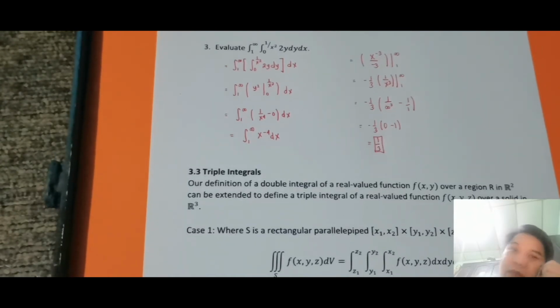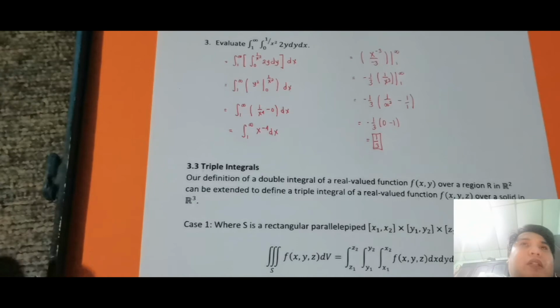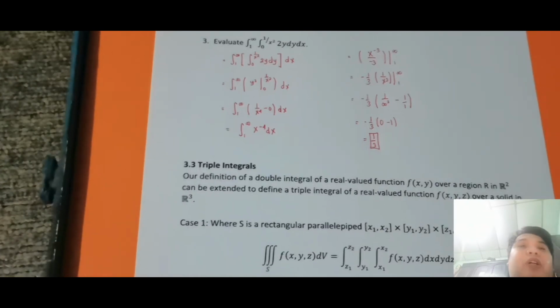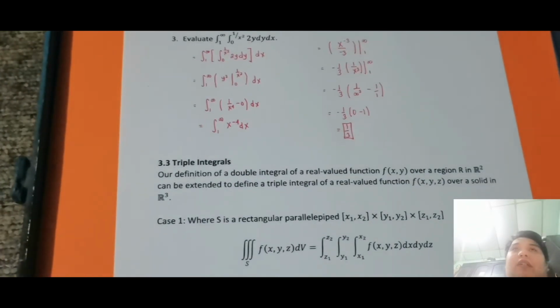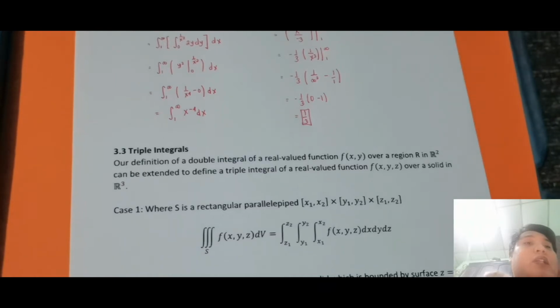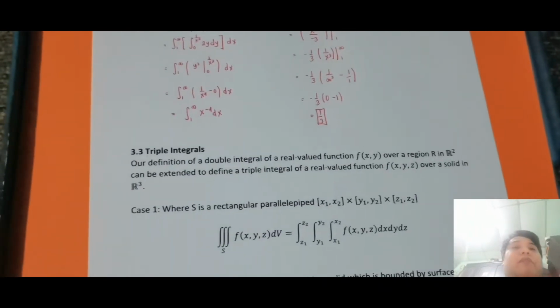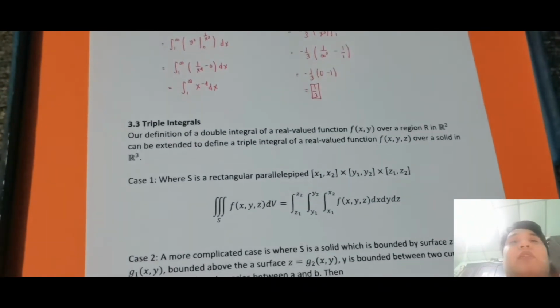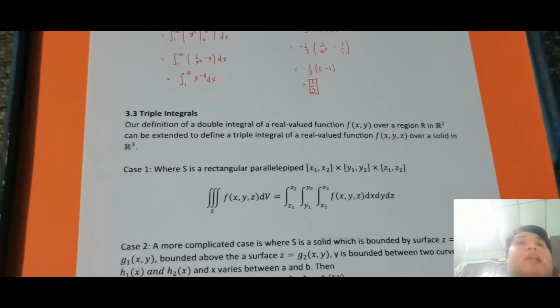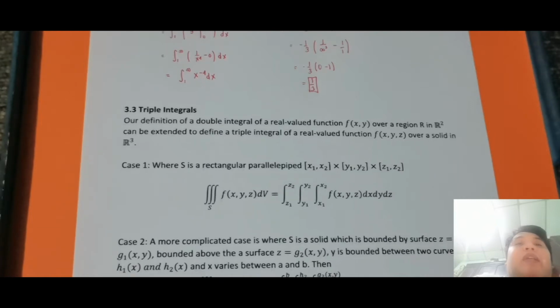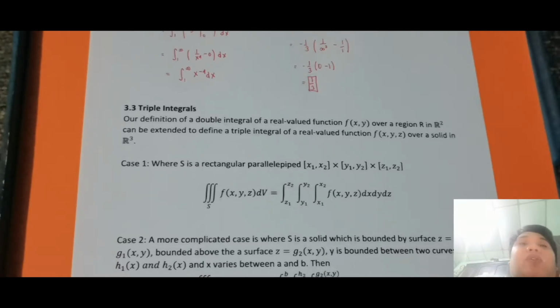So we have the triple integral. Since I know you are already familiar with this, it is just some sort of recall. I think you are familiar with what to do, and maybe you have seen the approach I use. Sorry, I moved it. So let's have the triple integral. Our definition of a double integral of a real valued function f of x comma y over a region R in R squared can be extended to define a triple integral of a real valued function f of x comma y comma z over a solid in R cube.